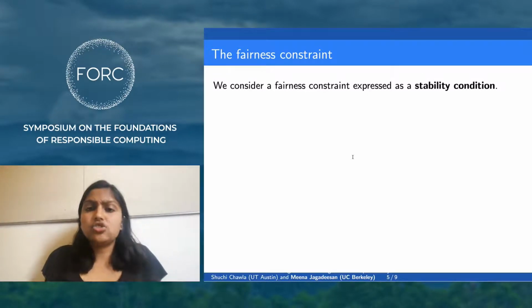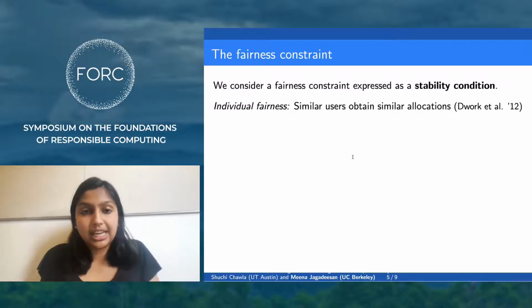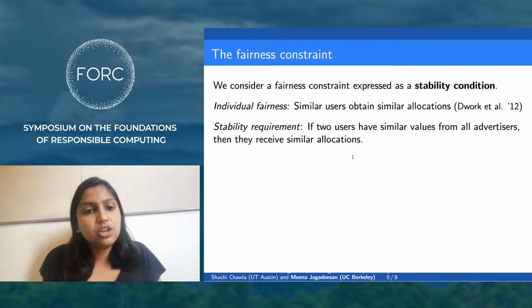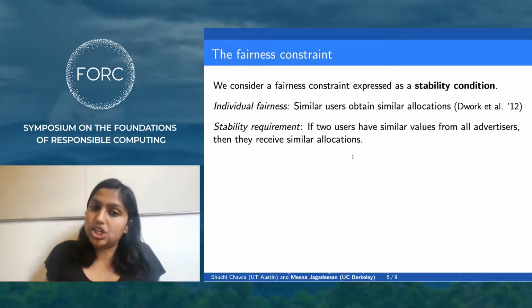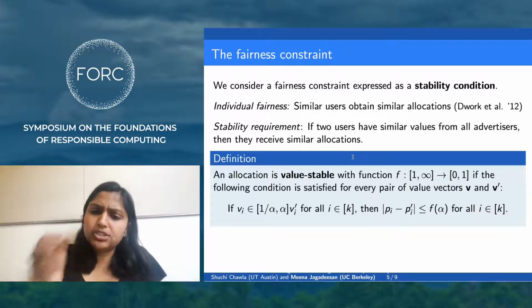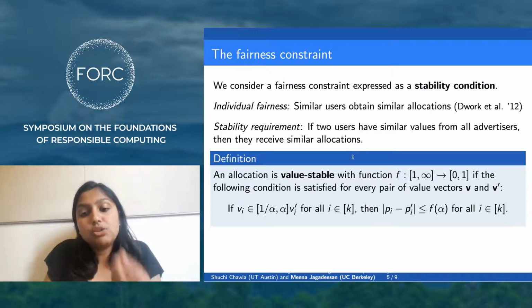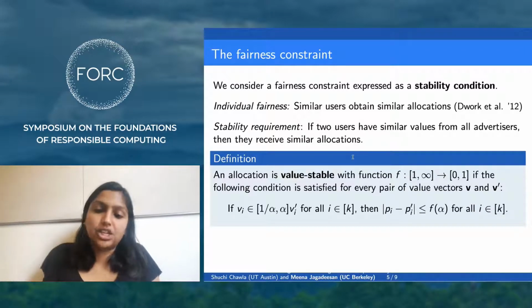We consider a fairness constraint expressed as a stability condition. Our starting point is individual fairness, which requires that similar users must obtain similar allocations. Since we're focusing on eliminating the unfairness introduced by the platform, we formalize fairness as a stability requirement: if two users have similar values from all advertisers, then they must receive similar allocations. We formalize value stability as follows. Our value stability constraint is a function f that takes as input a multiplicative ratio between values and outputs the maximum allowable difference in allocation probabilities.